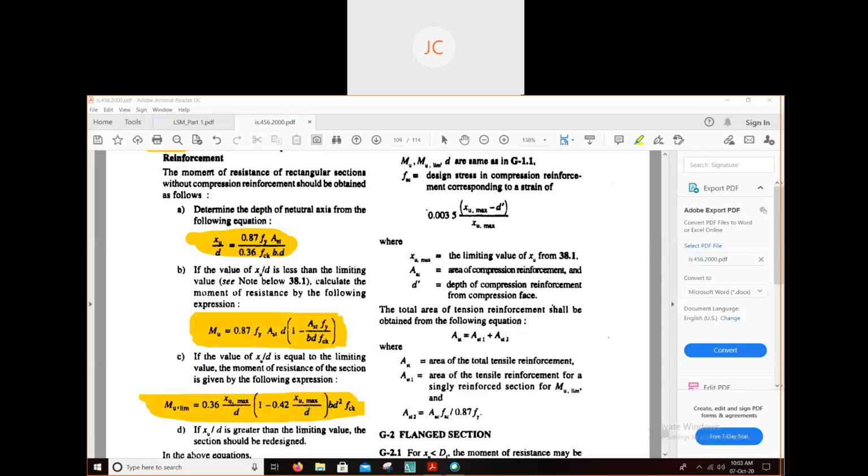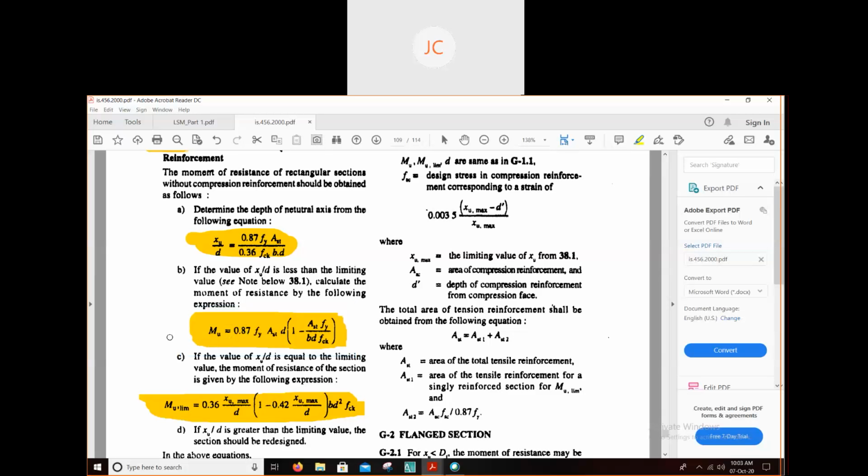So now we are designing the section. That means we have to find out the area of steel. We can't consider that our section is over reinforced because it is not desirable. So this is the equation for an under reinforced section. Therefore, we have to use this equation only, not this. We can't use Mu lim because it is the equation for an over reinforced section. That's why we have to go for the under reinforced equation.